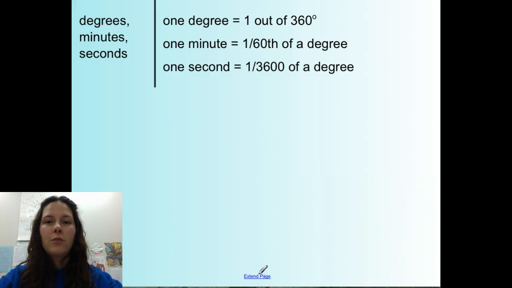The other piece of information we're going to learn is how to convert a degree in decimal to degrees, minutes, seconds. So degrees are split up the same way that hours are. There are 60 minutes in a degree and 60 seconds in a minute.